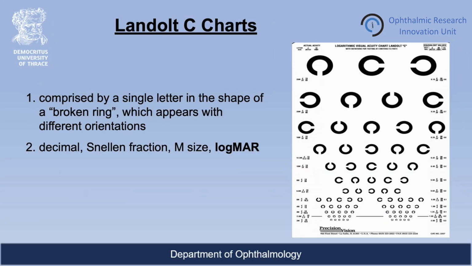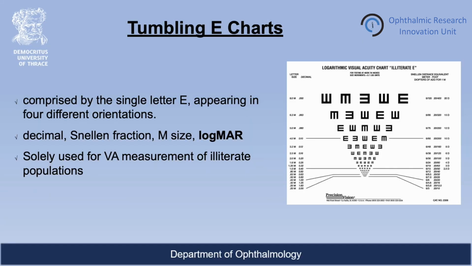Landolt-C charts were created by Landolt in 1888. It is comprised of a single letter in the shape of a broken ring, which appears with different orientations and uses, among others, the logMAR unit of measurement. The Tumbling E chart was first introduced by Taylor, and it was comprised of the single letter E, appearing in 4 different orientations. This visual chart was created solely for the visual acuity measurement of illiterate populations. Similar to the Landolt-C chart, the Tumbling E chart uses the logMAR unit of measurement.